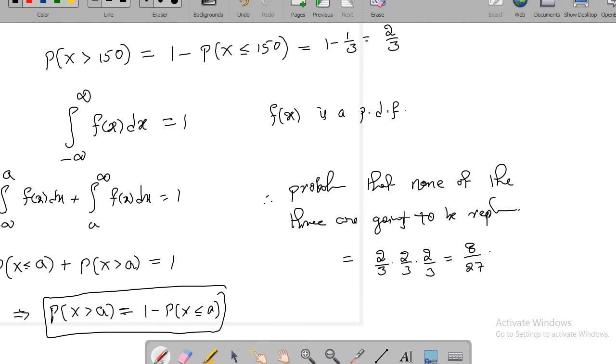And now we want probability that none of the tubes are going to be replaced. So it means for each tube we know that probability is 2/3. So there are 3 tubes and they are independent. So 2/3 into 2/3 into 2/3. So that will be 8/27. Right.